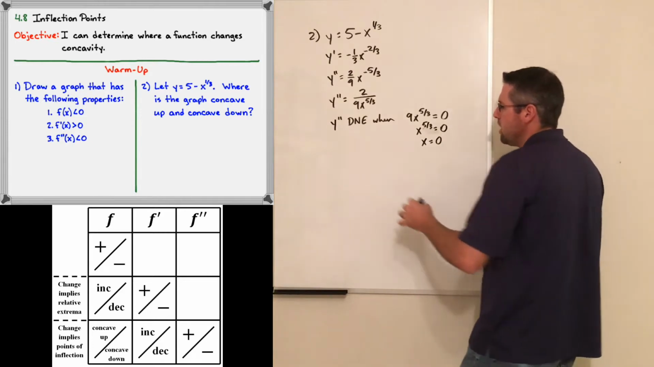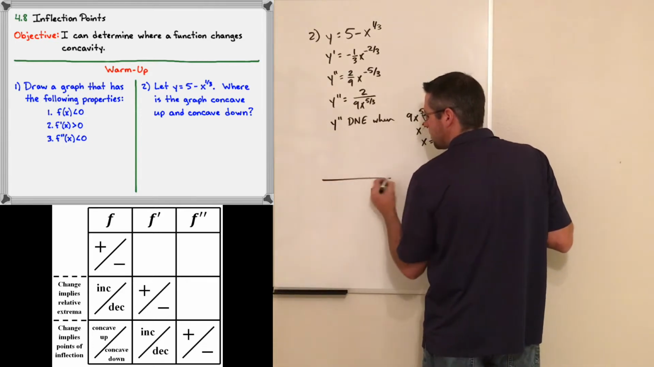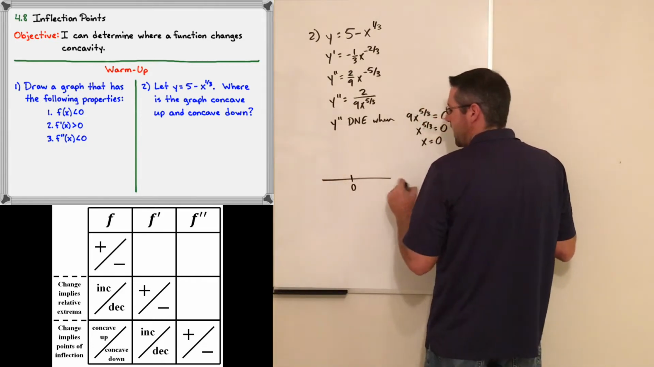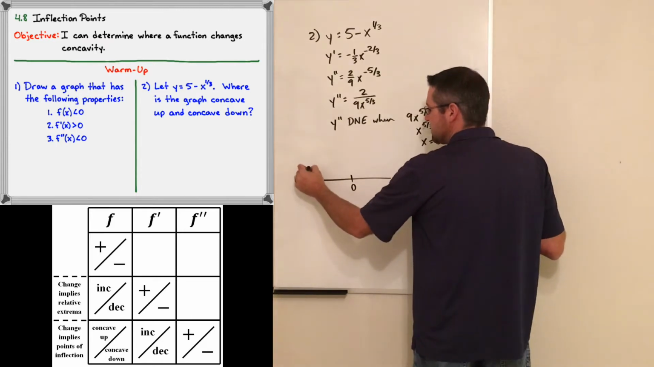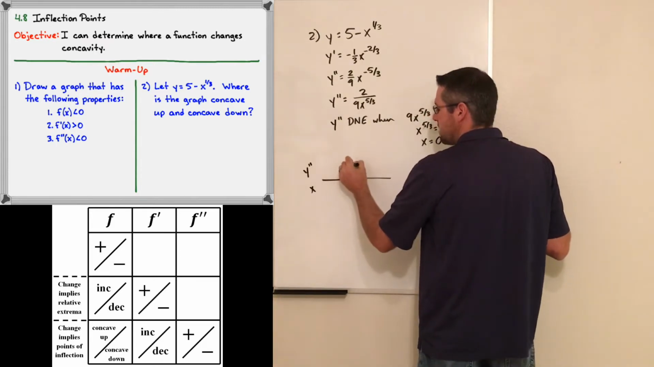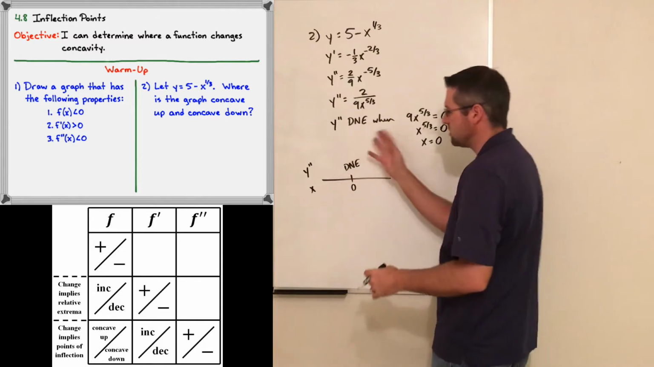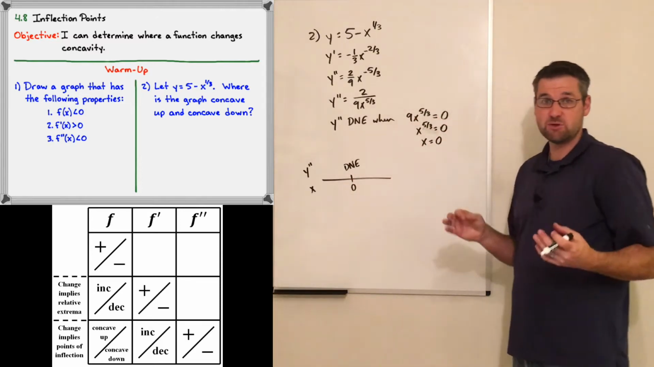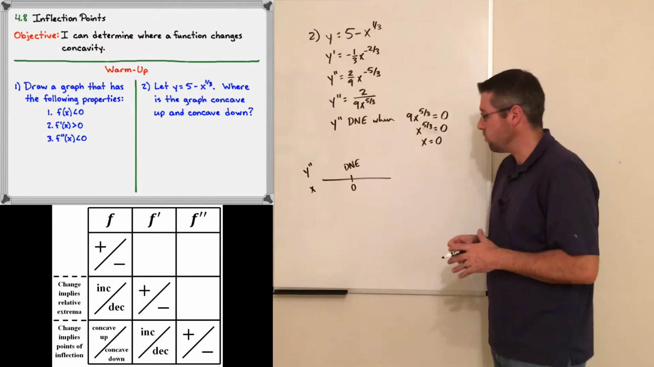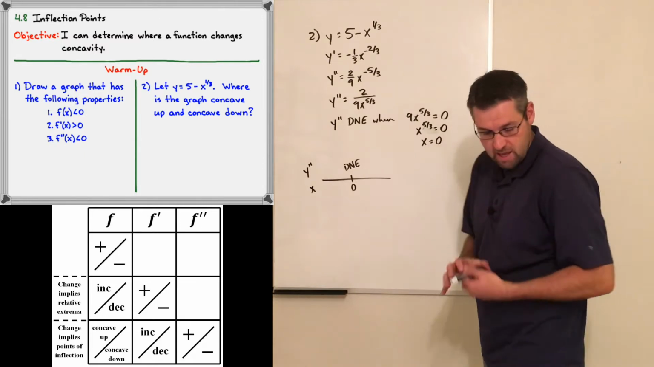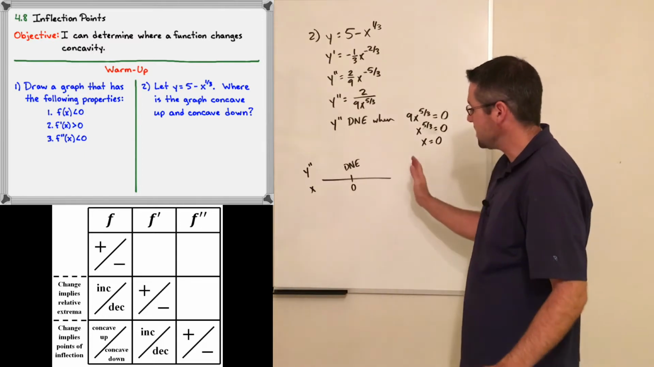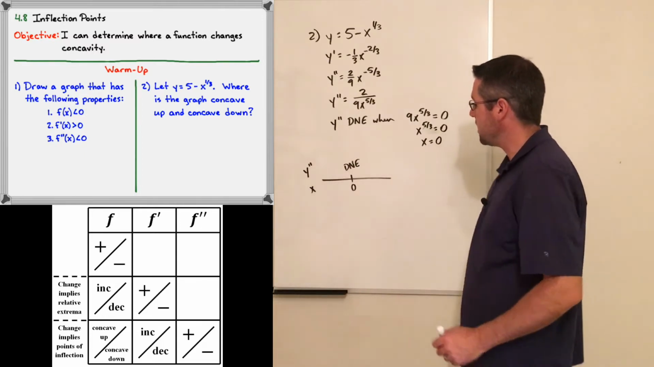So we know that the second derivative, we're going to set up our number line now, when x equals 0, the second derivative does not exist. And normally we have zeros up there, but that's the only point of interest. That's the only point that we consider valuable here. Now, we're going to check the signs of the second derivative on either side of that x value.